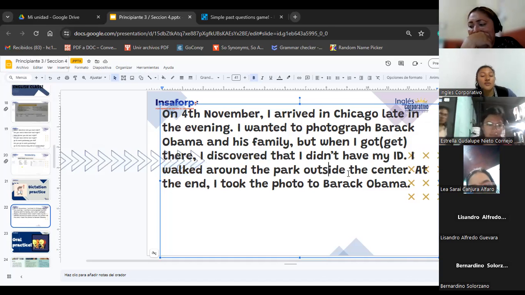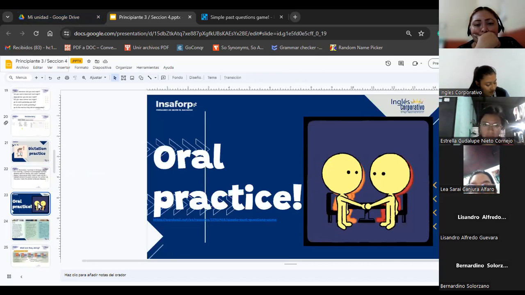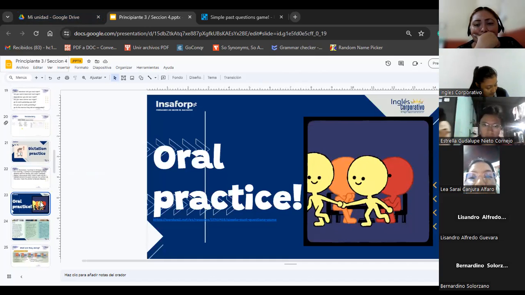Around the park, outside the center. Esta palabra podemos decirla de dos maneras. Puede decirse center o center. At the end, I took the photo to Barack Obama. And that was it. So, good job. You did an amazing job. I could see the pictures. And thank you so much for that.